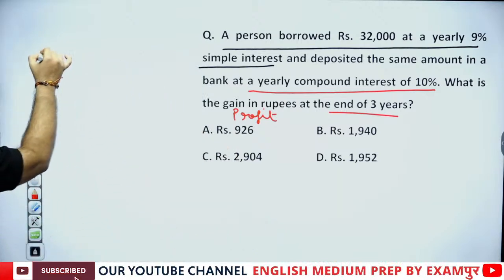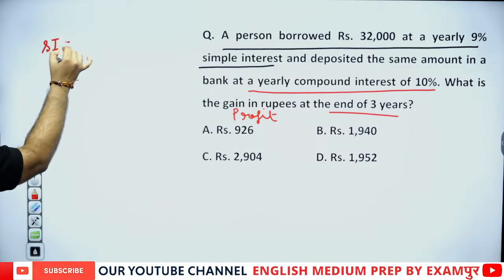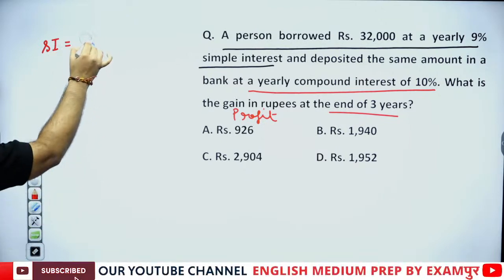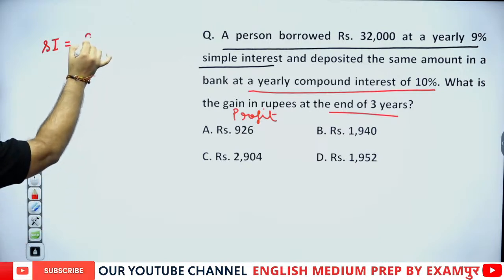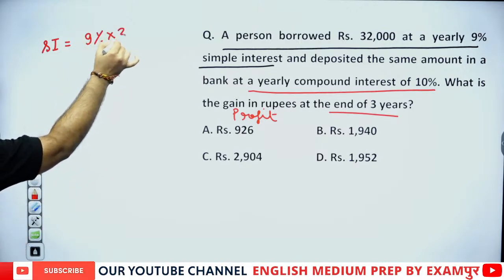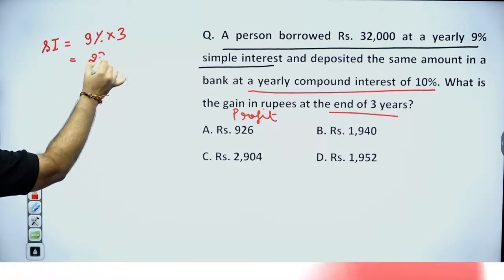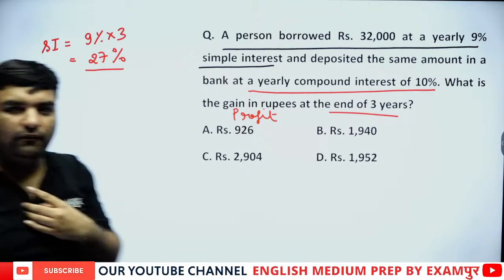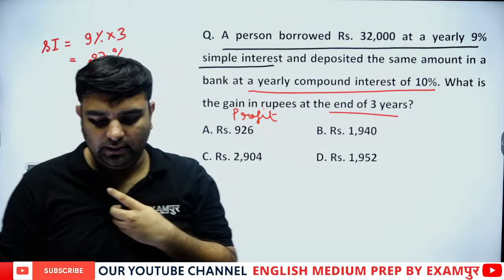So he will have to pay the SI at the rate of 9% for 3 years. He has to pay 27% money to the man from whom he has done the borrowing.